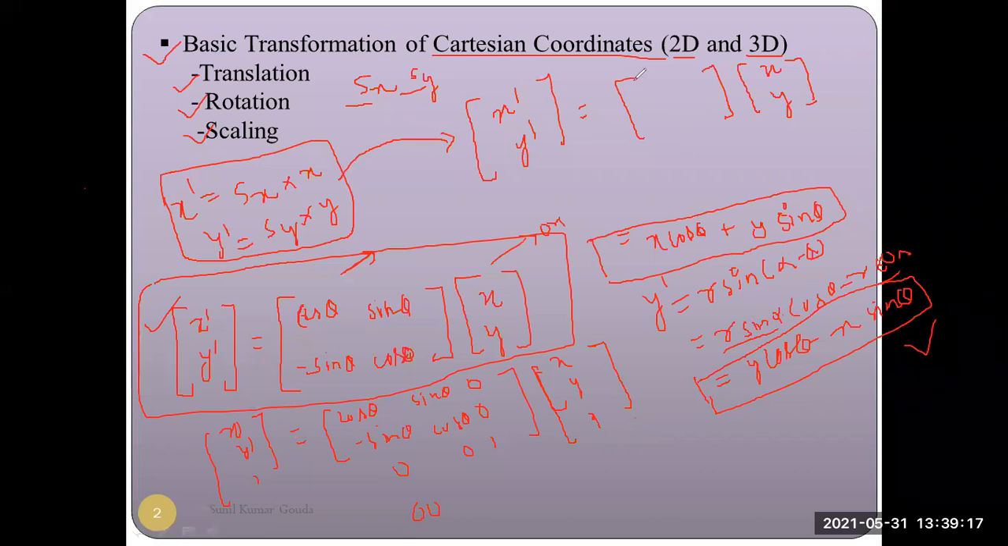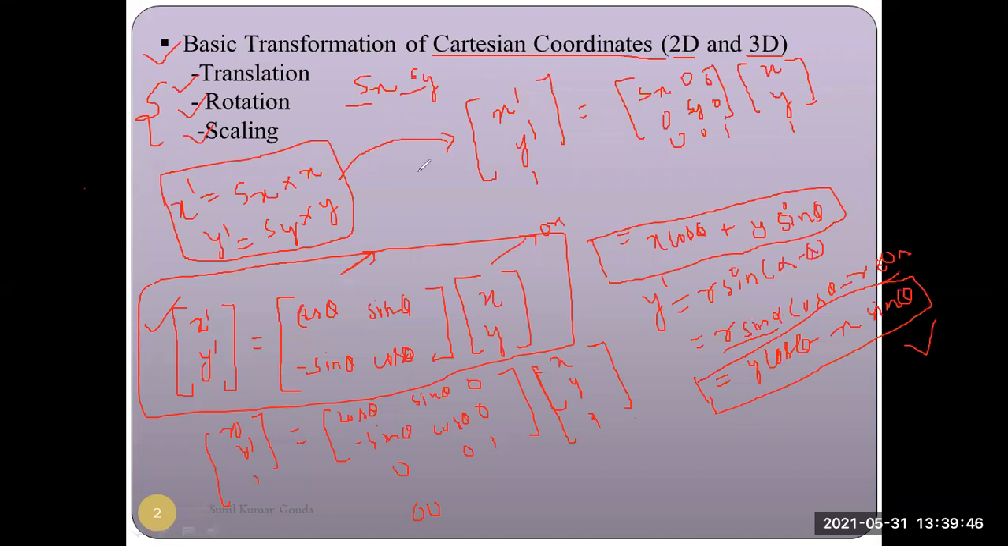Sx 0 and 0 Sy. Yes, it will be Sx 0 and 0 Sy. In the unified mode, just add 1. Now it will be 1. Now 0, 0, 1, or 0 here, and add 1. So this is the unified mode of this one. So these are the 3 basic transformations that are performed in the case of Cartesian coordinates.